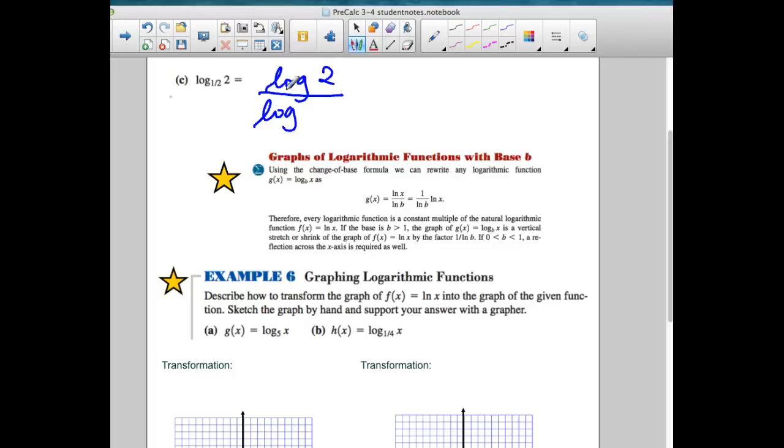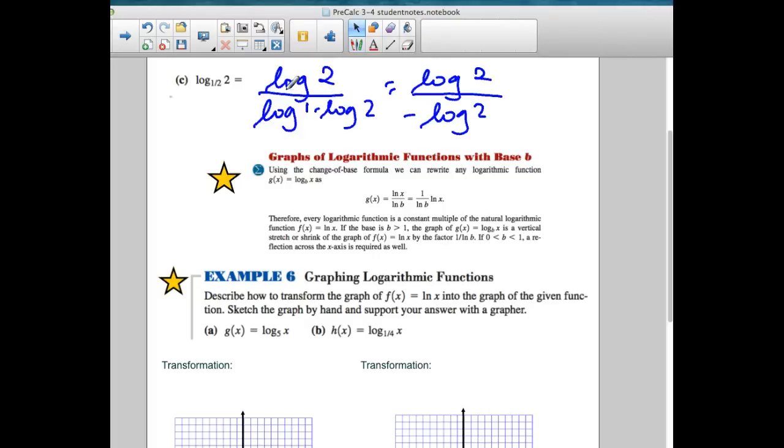Okay, it becomes log of 1/2, which if we expand that out is log of 1 minus log of 2. Yes? But what's the log of 1? Log of 1 is 0. So this becomes log of 2 over negative log 2.